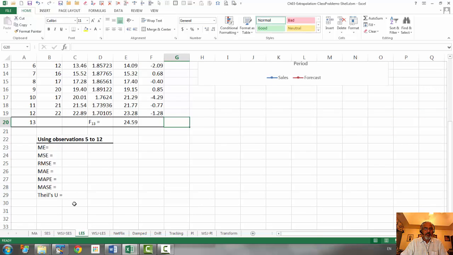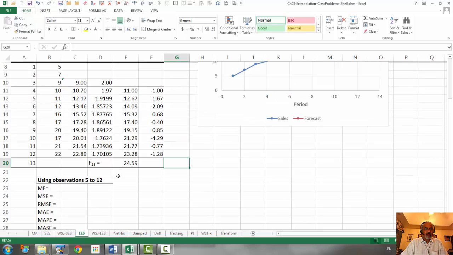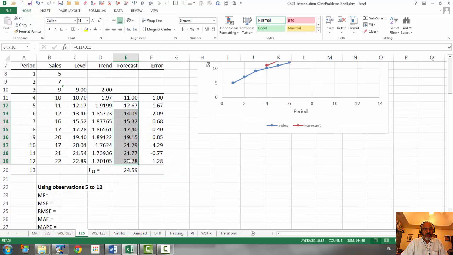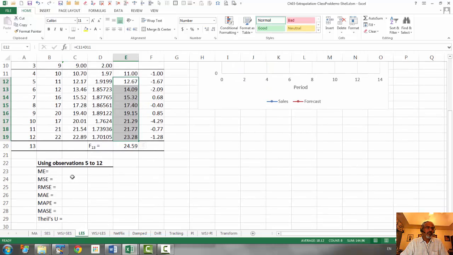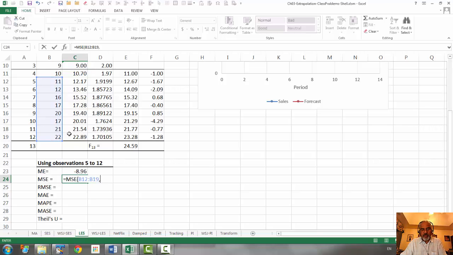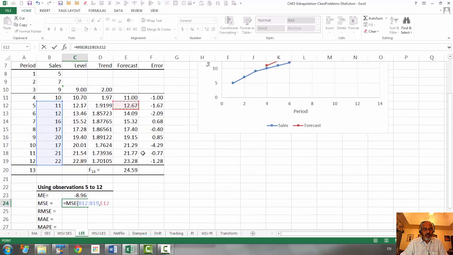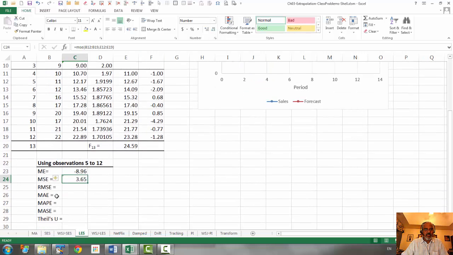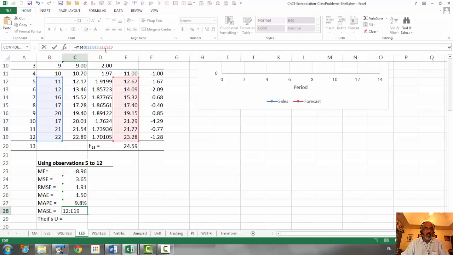And now we can set up our error measures using 5 through 12. So we want to use forecasts 5 through 12 in setting up these error measures. So ME is simply the sum of the errors. Okay, MSE is the mean of the squared errors, and the forecasts are here in column E. And then RMSE, MAE, MAPE you set up in the same fashion. So now you have set these up, and MAPE is a percentage. Now MASE uses the same two ranges like before.